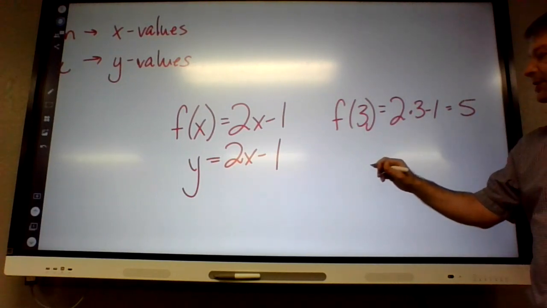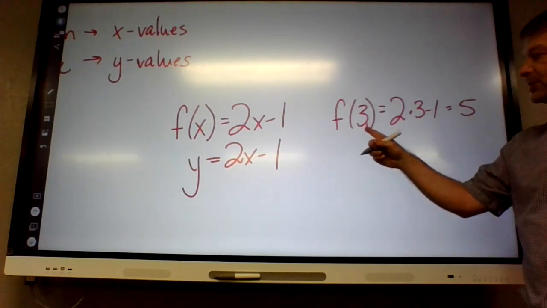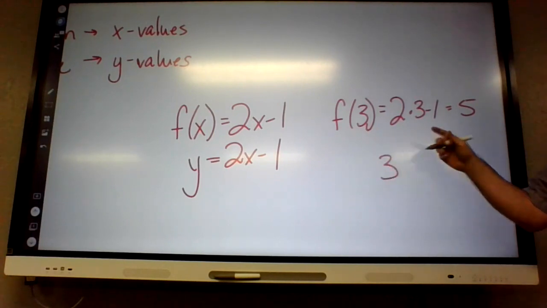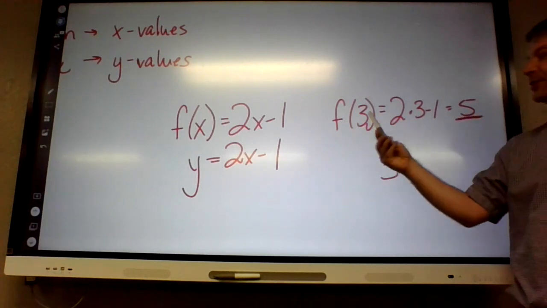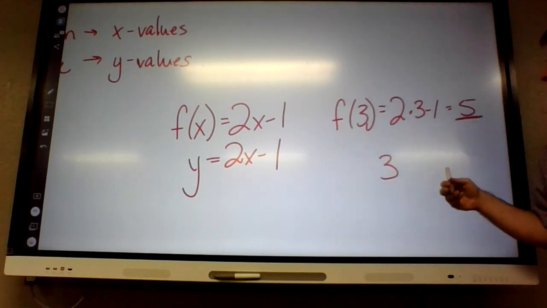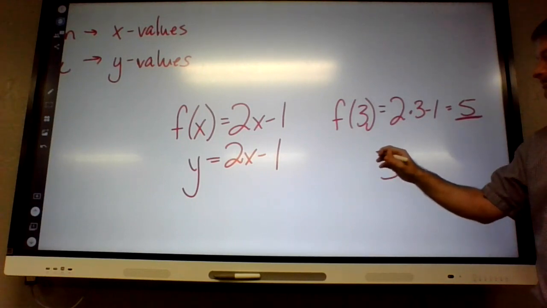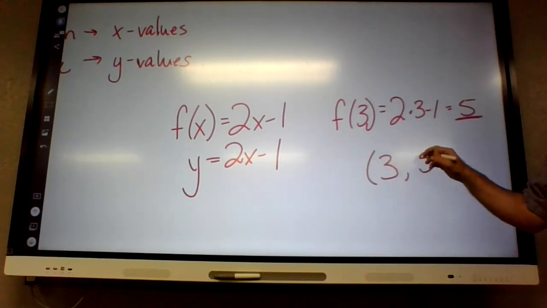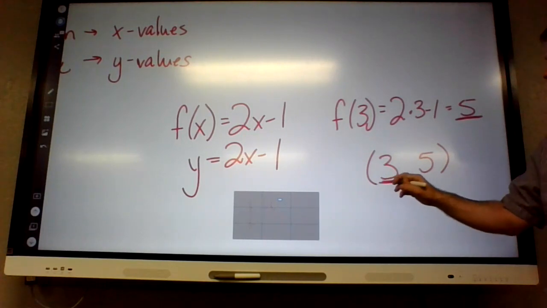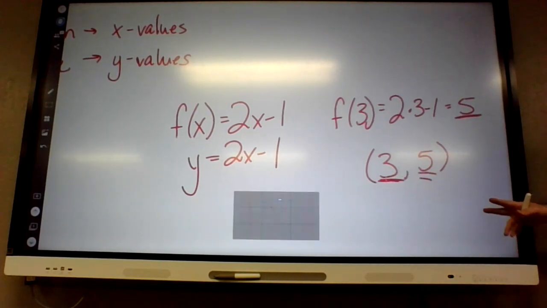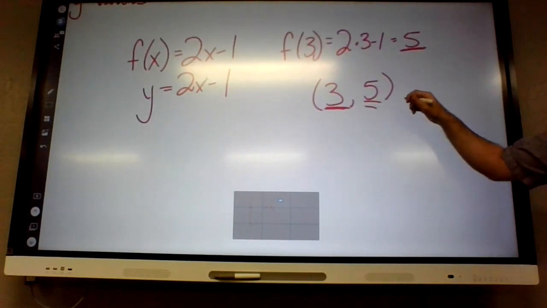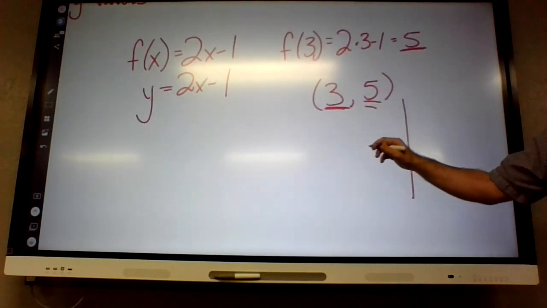So the x value, the value we plugged in, is 3. And the value that came out for the function value is 5, or you could say the y value is 5. So you could think of that as the point (3, 5). This is the x value, this is the y value, right? And sometimes we graph it. Where's (3, 5) on the graph?